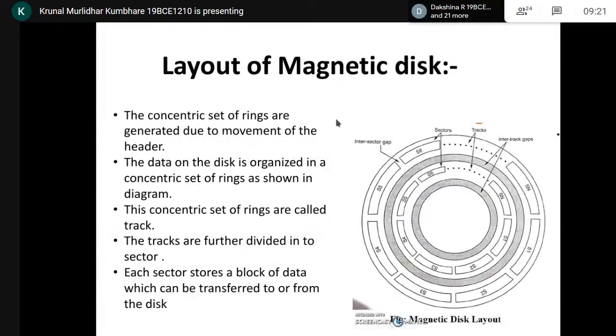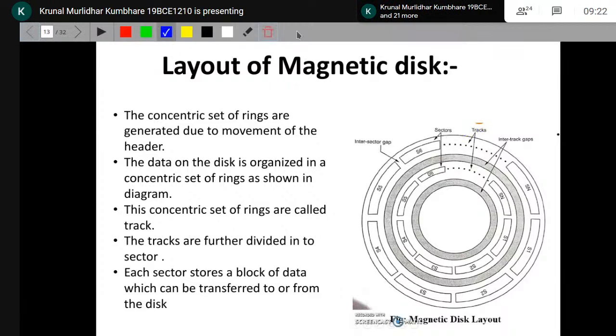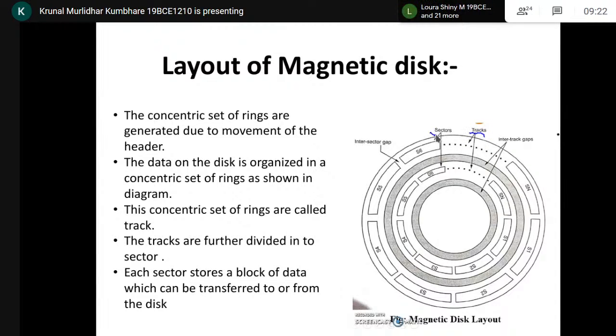Then a layout of the magnetic disk. The concentric set of rings are generated due to the movement of the head, right? Here in the image I showed you. The data on the disk is organized in a concentric set of rings as shown in the diagram. These concentric rings are called tracks, and the tracks are further divided into sectors, like here I mentioned S1, S2, S3. These are the sectors, and each sector stores a block of data which can be transferred to or from the disk.